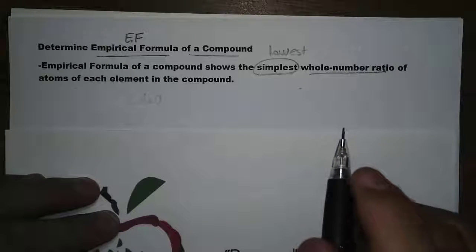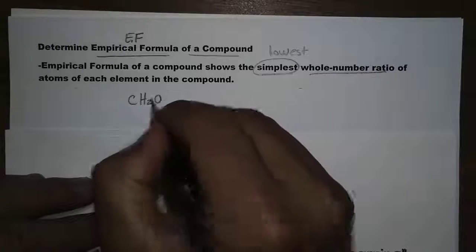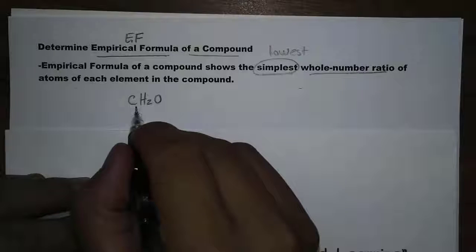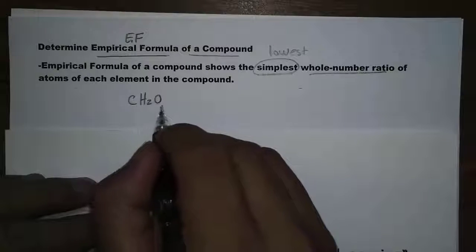So what is the lowest whole number ratio of atoms? An example of an empirical formula is CH2O. Notice how the subscripts cannot be simplified anymore, because carbon has 1, there are 2 hydrogen and 1 oxygen.